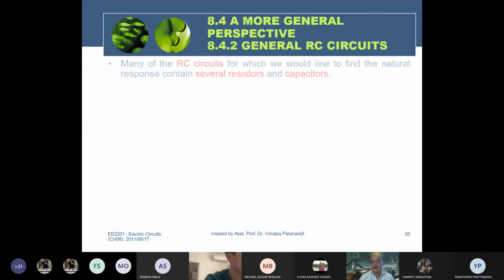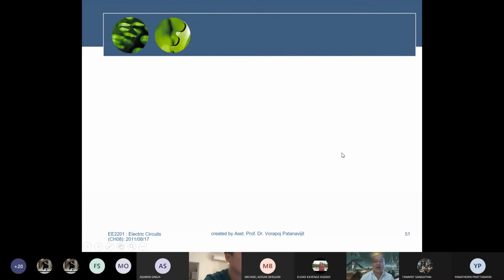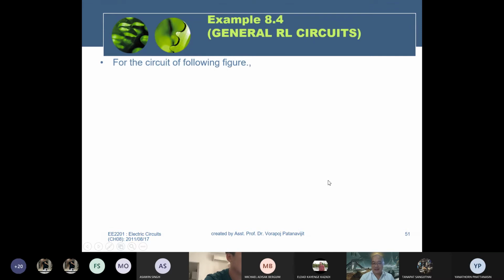The general RC circuit: many of the RC circuits for which we would like to find the natural response can contain several resistors and several capacitors. For the RC circuit, in the same manner, if you have more than one resistor and more than one capacitor, you must combine them first. Therefore, in the formula you use the equivalent resistor and the equivalent capacitor to determine the time constant and use them to determine the response of the RL and the RC circuit.